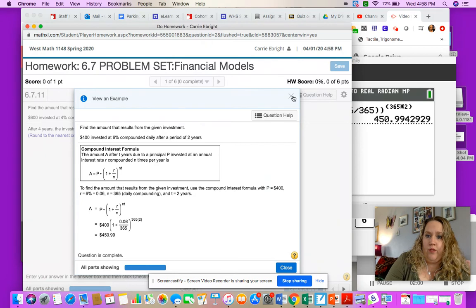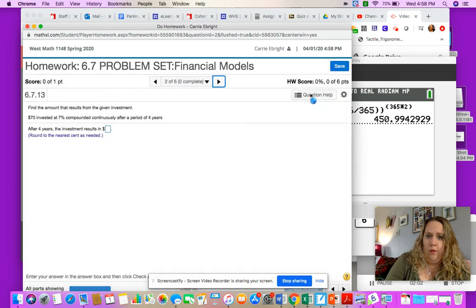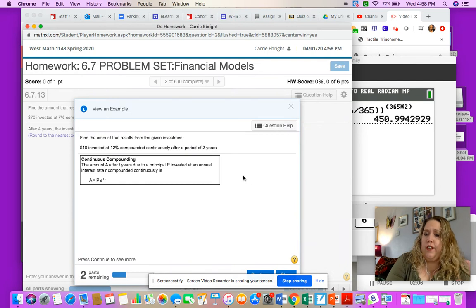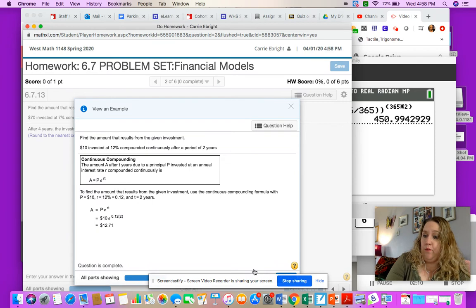Now let's go to example 2, or number 2, but I'm going to pull up an example. This is where it's continuous compounding. So the formula was different. It was the A equals P times e to the RT. So here it is 10 times e to the 0.12 times 2.